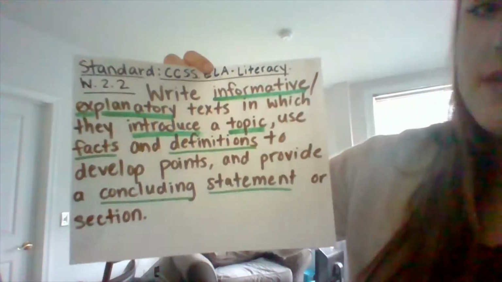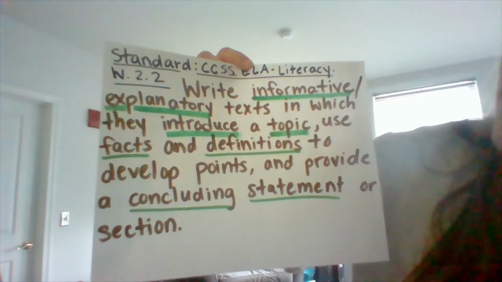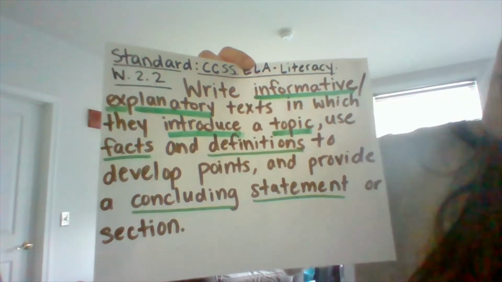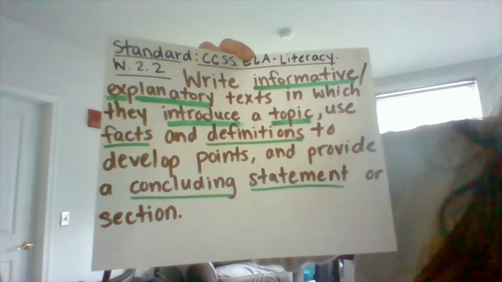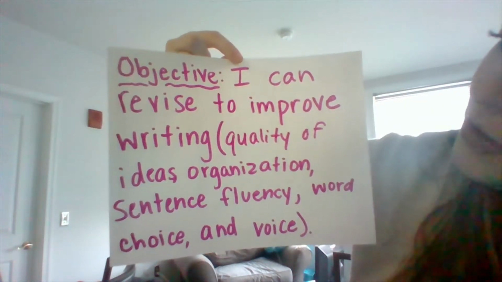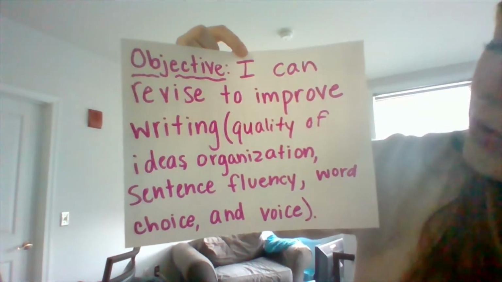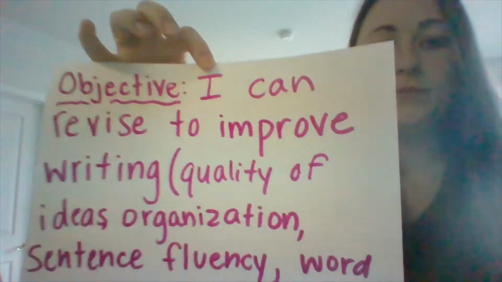I'm going to jump right into our lesson with our objective today, and this has been all week long. Write informative, explanatory texts in which they introduce a topic, use facts and definitions to develop points, and provide a concluding statement or section. In our objective today, we are working on the third part of the writing process, so we are revising. I can revise to improve writing, which means the quality of ideas, organization, sentence fluency, word choice, and voice.